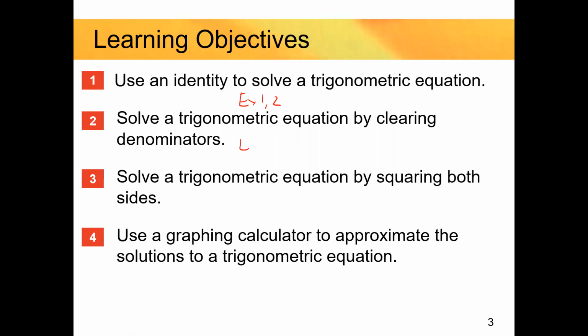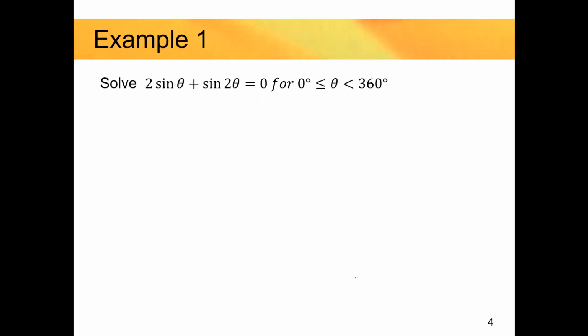Clearing denominators. So now we have fractions on our hands. That's cool. Solving trigonometric equations by squaring both sides. That's cool too. And then this one's just gonna be 1. So graphing it by a calculator approximating solutions. Let's jam. Example 1. And if you know it, go for it.